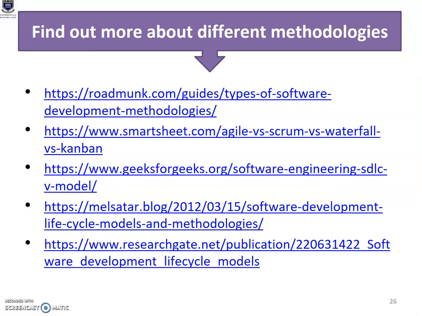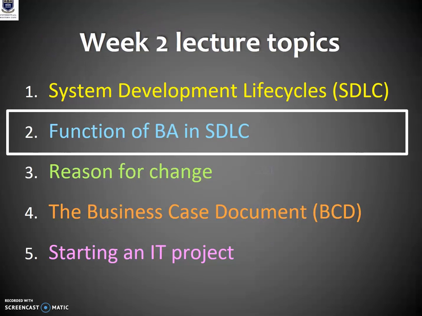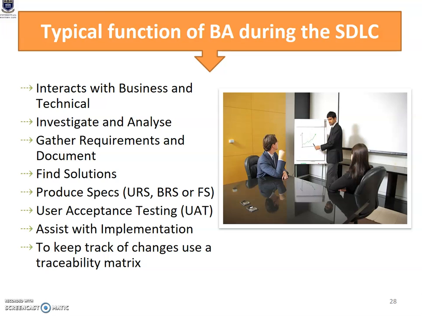Find out more about the different methodologies. There are various links which you can click on. Use different publications. So let's look at the function of a BA in the SDLC. Typical functions of a BA in the SDLC: as it interacts with business and technical people, investigates and analyzes. He then also is responsible for the user accepted testing.